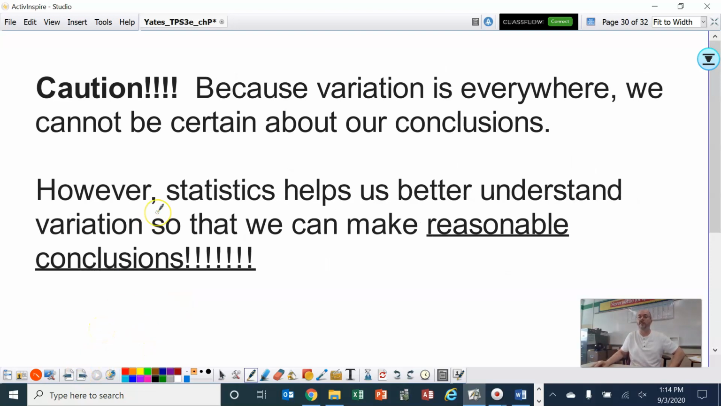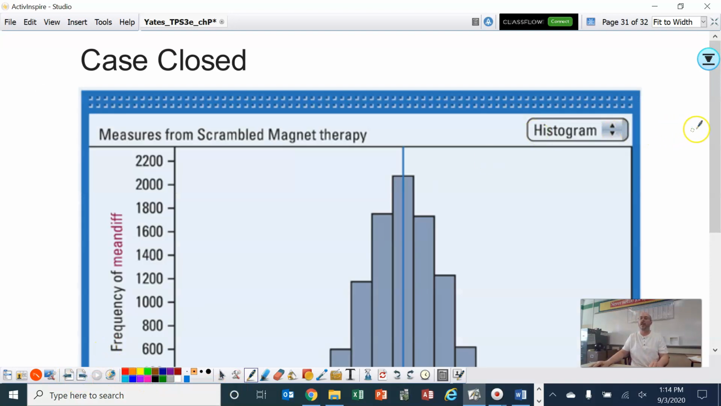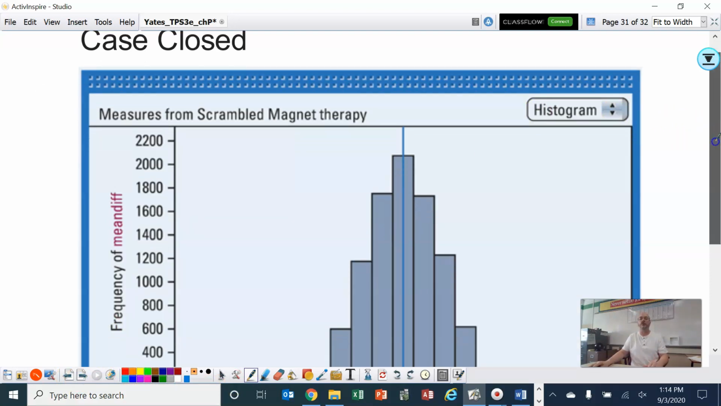Caution, because variation is everywhere, we cannot be certain about our conclusions. We have evidence to suggest something, but that doesn't mean it's definite. However, statistics help us better understand variation so that we can make reasonable conclusions. Reasonable conclusions. Oh, I love this stuff. All right, so case closed, ladies and gentlemen.